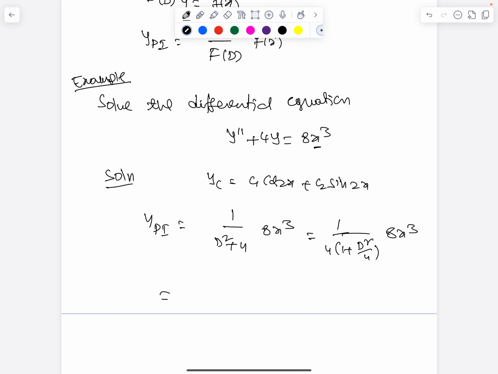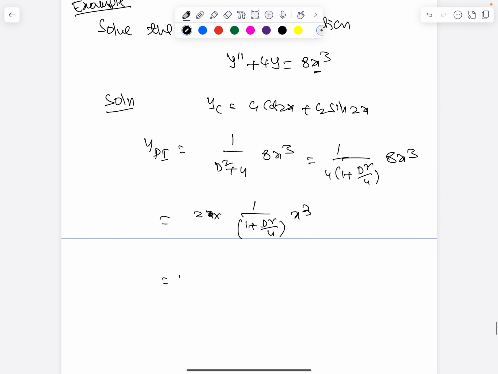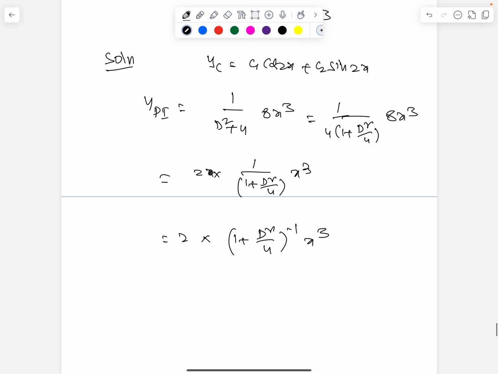This is nothing but 2 into 1 by 1 plus d square by 4 into x cube. The idea is that if I take this to the numerator, this is 1 plus d square by 4 whole power minus 1 x cube. That is, if you expand that, this is 1 minus d square by 4 and the other term is d square by 4 whole square plus minus and so on, into x cube.